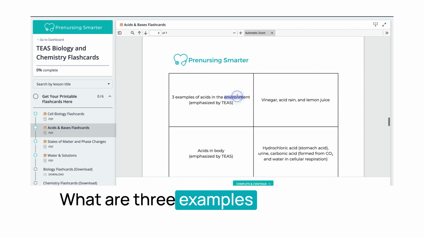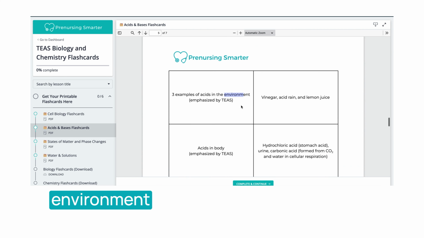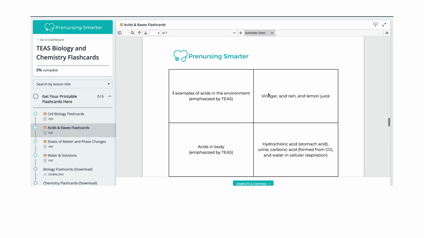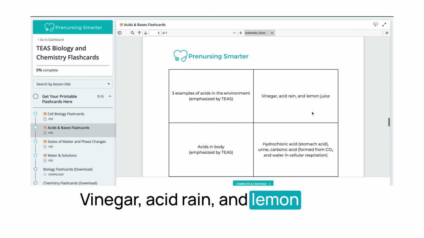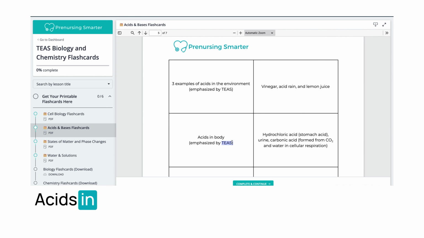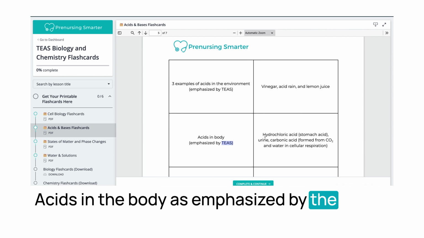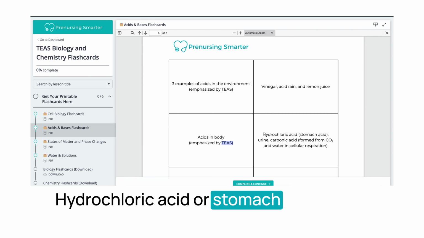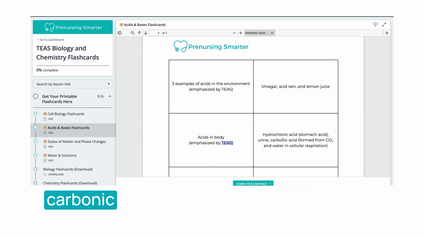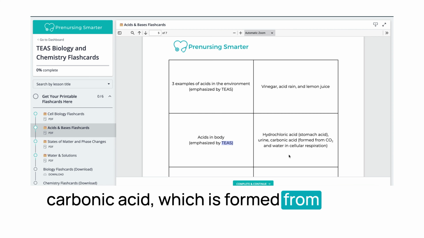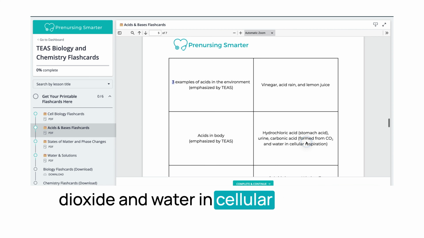What are 3 examples of acids in the environment as emphasized by the TEAS? Vinegar, acid rain, and lemon juice. Acids in the body, as emphasized by the TEAS: hydrochloric acid or stomach acid, urine, and carbonic acid, which is formed from carbon dioxide and water in cellular respiration.